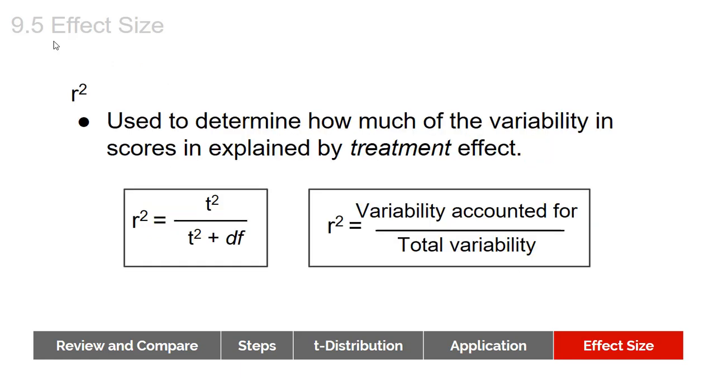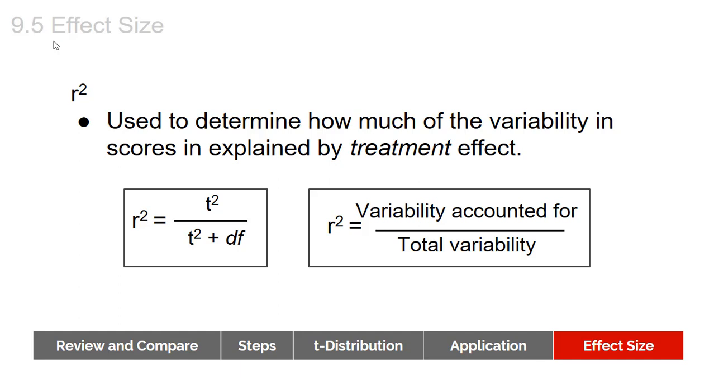There is another way to figure out the variability in scores, and we do this by finding an amount that is accounted for by the independent variable. We call this R squared, and R squared is found by taking the t statistic and squaring it, and then dividing t squared by t squared plus the degrees of freedom. So this is the formula that we use.